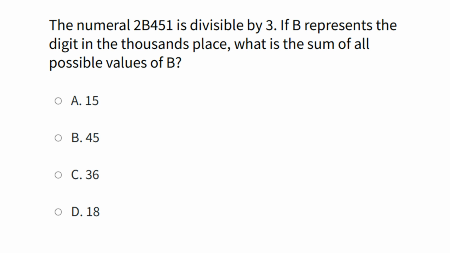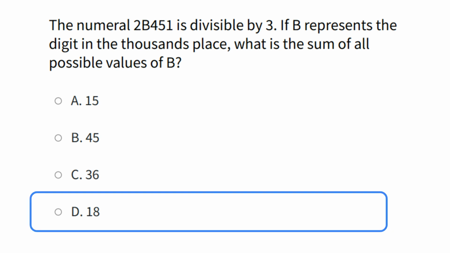The correct answer is letter D, 18. For a number to be divisible by 3, the sum of its digits must be divisible by 3. From the given number, excluding b, the sum of the digits is 2 plus 4 plus 5 plus 1 equals 12. Then, consider the possible values for b that will make the entire number divisible by 3.